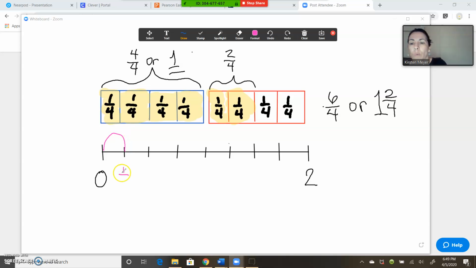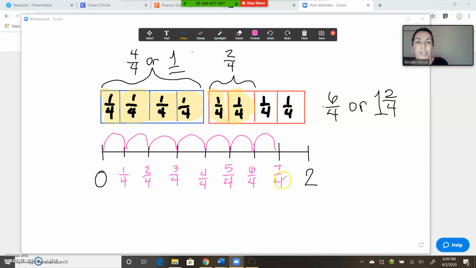So if I were going to label and I were jumping from 0 to here, I would say I went 1/4. And when I go 1 more, I would go 2/4. And another one would be 3/4. And another one would be 4/4. And if I kept going, I would have 5/4. And another hop would be 6/4. And another hop would be 7/4. And another hop would be 8/4.